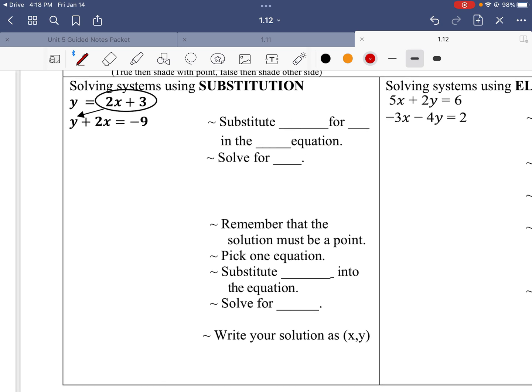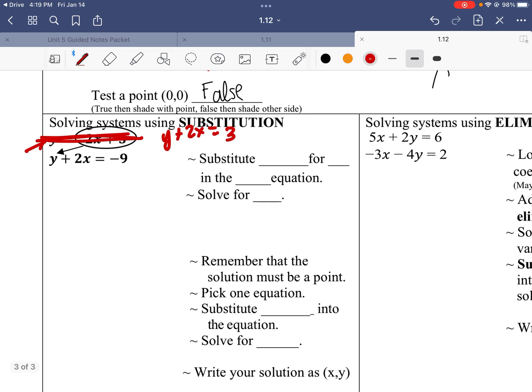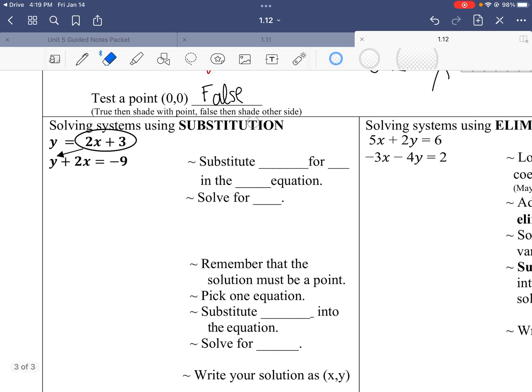Okay, so remember substitution. When we use substitution, it is when we have something that is pretty much always already solved for y. If it's not, you may need to solve it for y. So for example, if this top one didn't say this, if it said y plus 2x equals 3, then you would need to get y solved for. Now, that's not what it says. They already did it for you, so you're okay.